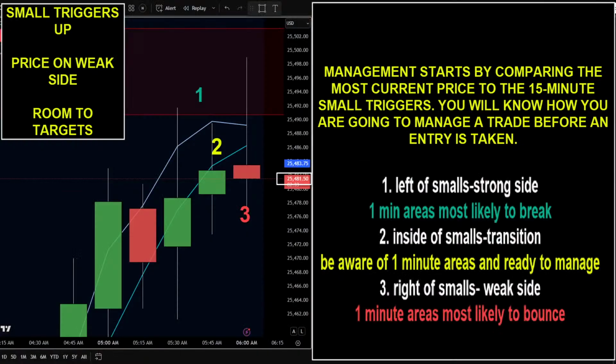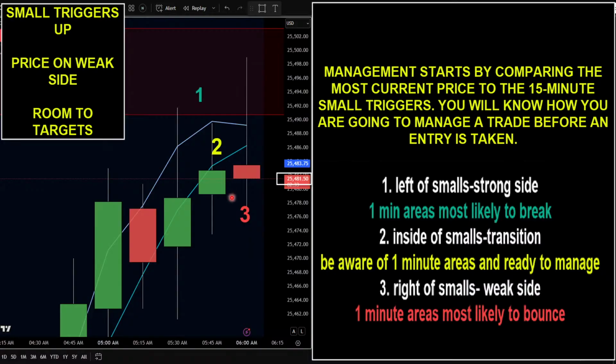Management is huge. Management is where money is made. Your management on TradingView starts before you ever get off the large chart and look for an entry. You'll know exactly how you're going to manage that trade before you ever pull the trigger. When the small triggers are up, when there's room to targets, you're going to make a comparison. You're going to take the most current price and compare it: where is it in relationship to those small triggers that are up?